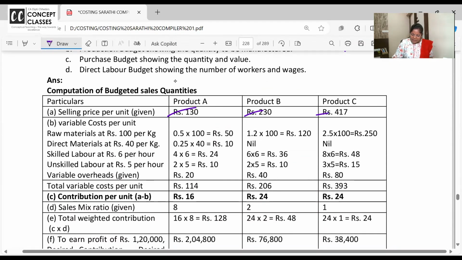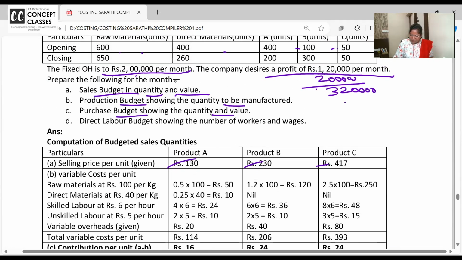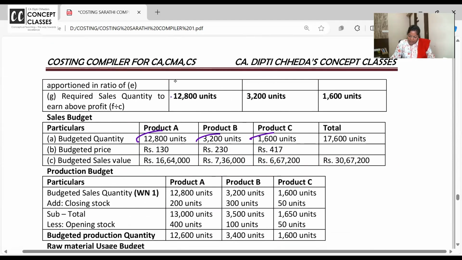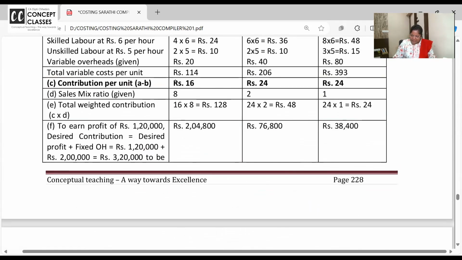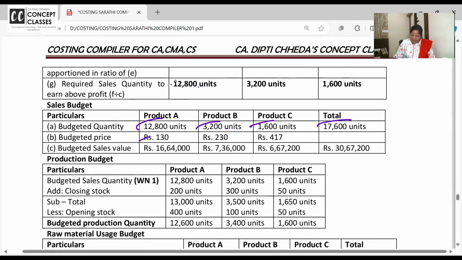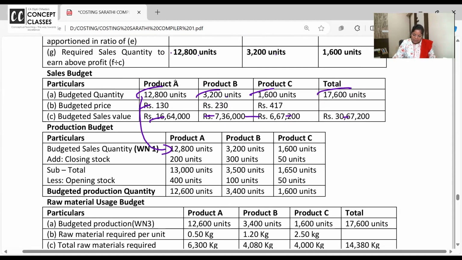They have told you sales budget in quantity and value, production budget in quantity, purchase budget in quantity and value, number of workers और wages. तो अब ये 3 आपको होमवर्क करना है, बट बेस मैंने बताया आपको. देखो, 12,800 units, this you have to sell. At what rate? Selling price is printed in the first line. So can you get the sales value? Yes. Now quantity, come to the quantity.